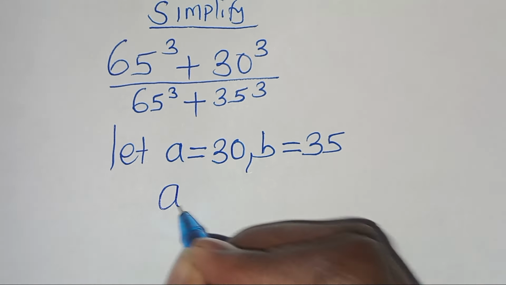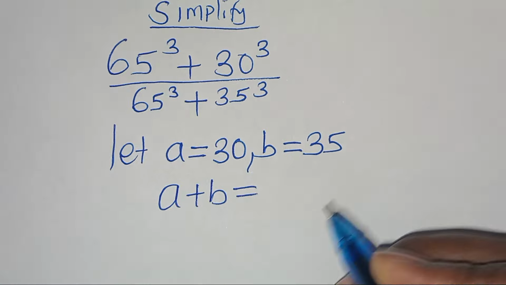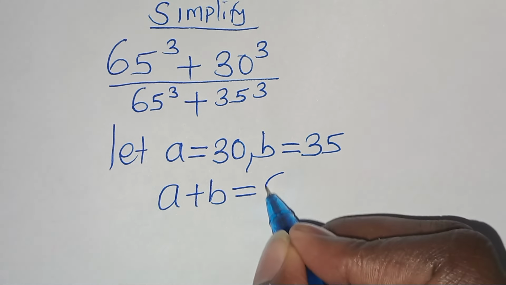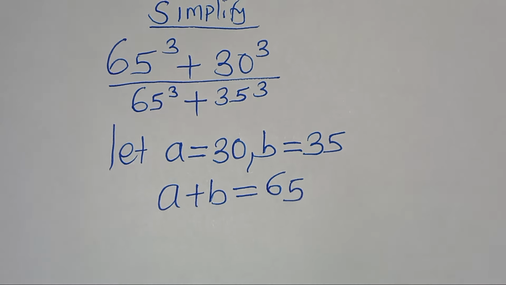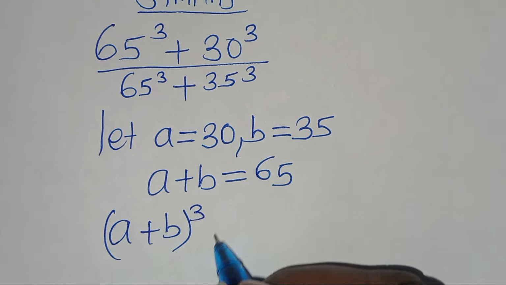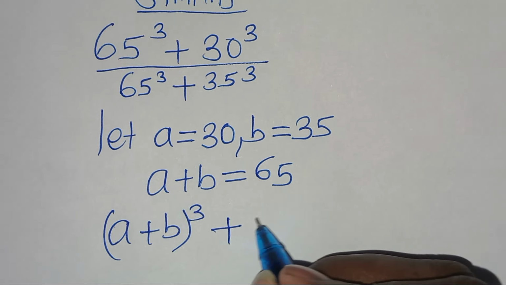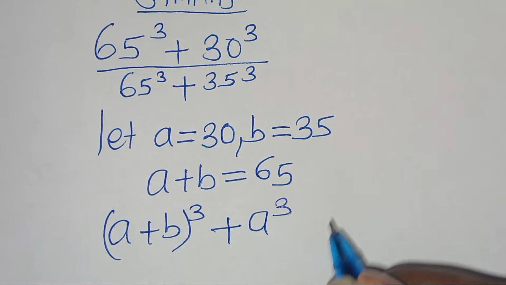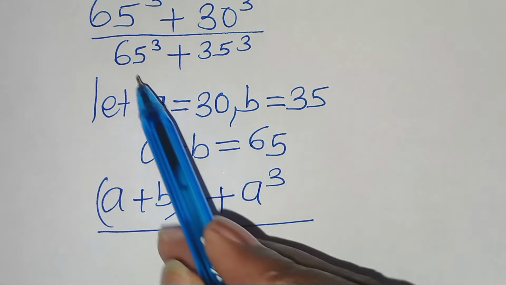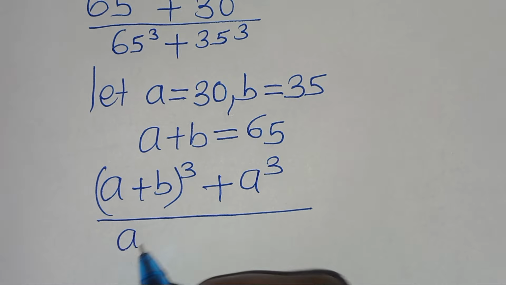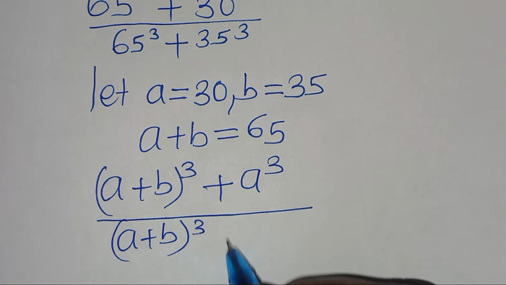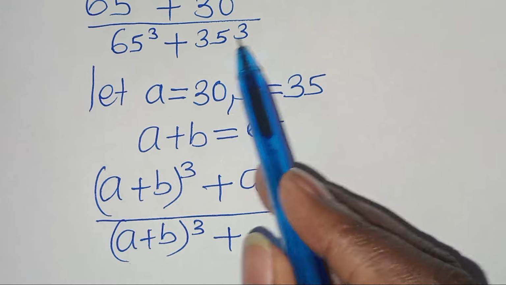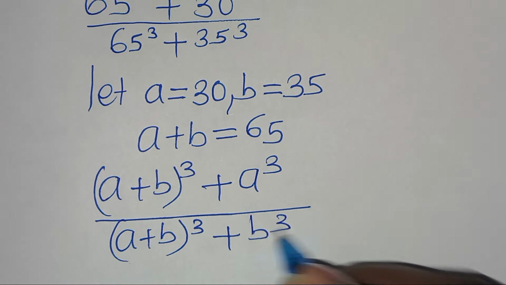So this means that A plus B is the same thing as 30 plus 35, which is equal to 65. So we can substitute these letters in this equation so that now we have A plus B to the power of 3, then plus A to the power of 3, then divided by 65 to the power of 3. So this is A plus B to the power of 3, then plus 35 to the power of 3, so plus B to the power of 3.